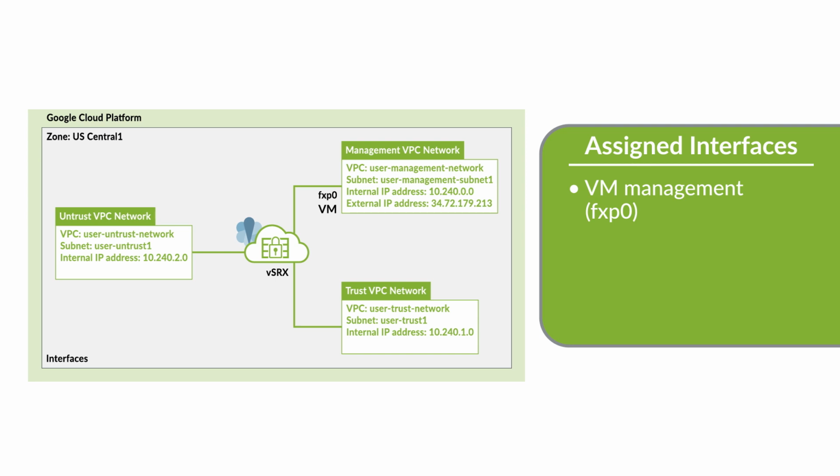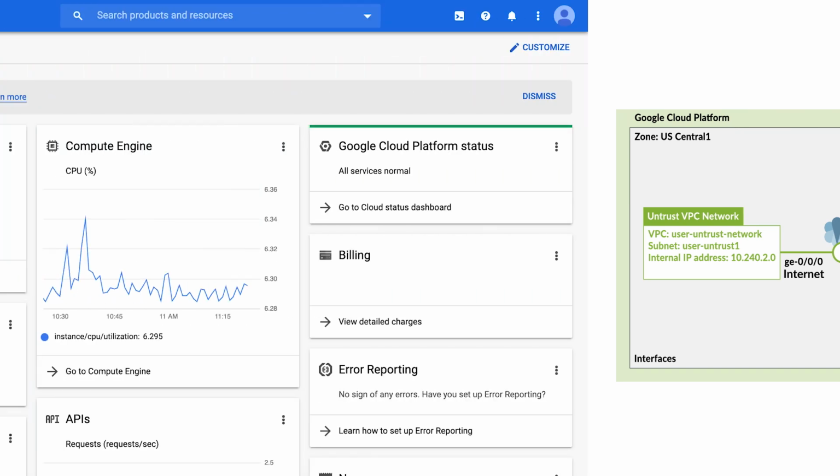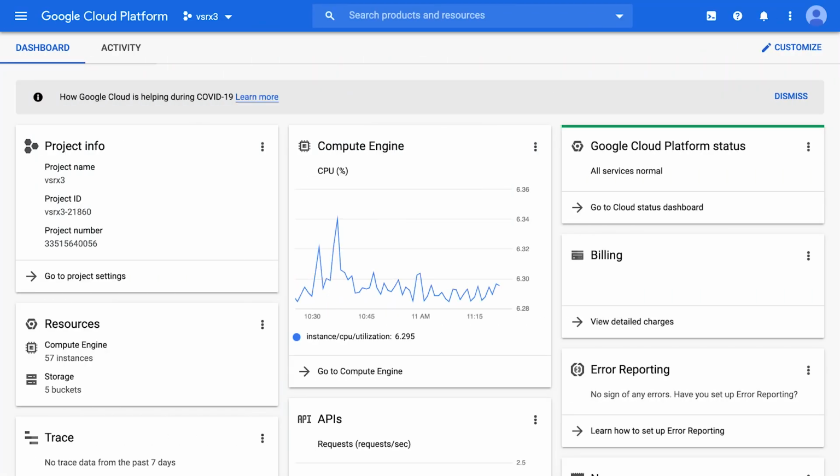The second is interface ge-0/0/1 for connecting to private networks. And the third is an Internet Gateway interface, ge-0/0/0, that provides connectivity and public access. Now, let's deploy the VM on GCP and access the vSRX instance using the management interface.